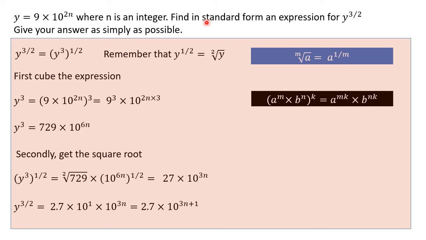Now, if we didn't have the requirement to get the answer in standard form, we could just leave it at this. Standard form means that we have only one number before the decimal place. So if we move the decimal place by one place and multiply by 10, since 27 equals 2.7 times 10 to the power 1, in order to make it in standard form, we convert the 27 to 2.7 and multiply it by 10 to the power 1, and the 10 to the power 3n stays as it is. Remember that if the same base is multiplied, we add the indices. Hence 10 to the power 1 multiplied by 10 to the power 3n becomes 10 to the power 3n plus 1. And this is the final answer, 2.7 multiplied by 10 to the power 3n plus 1.